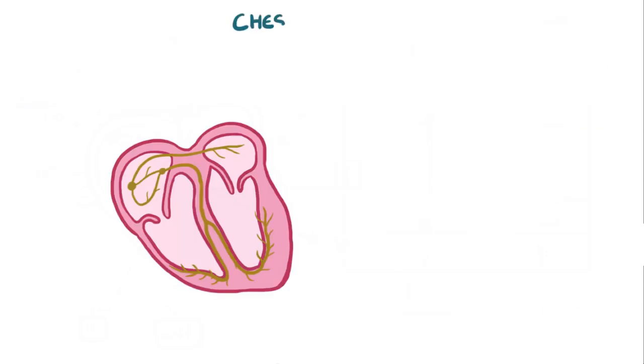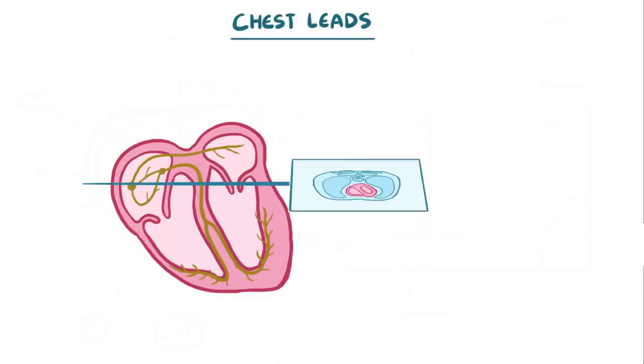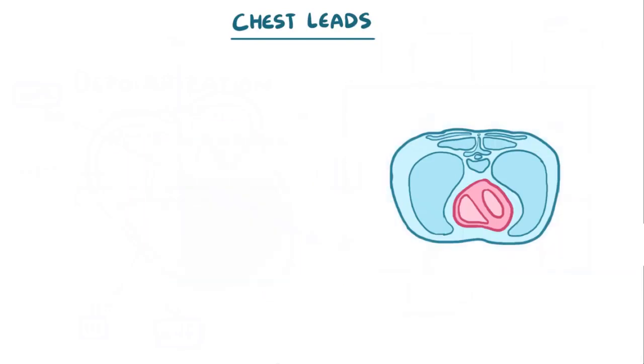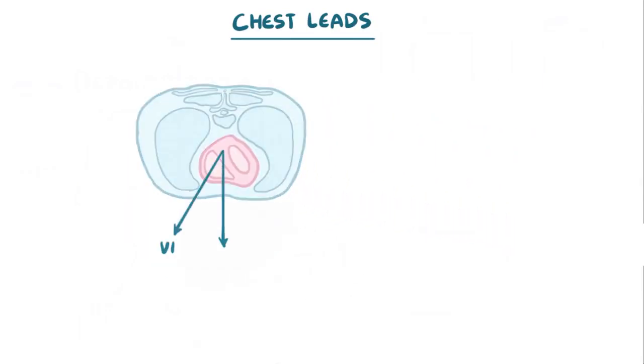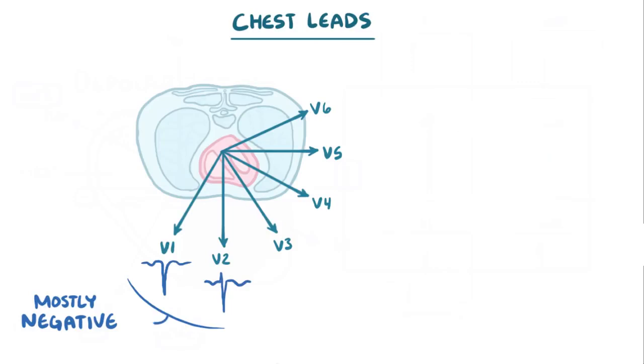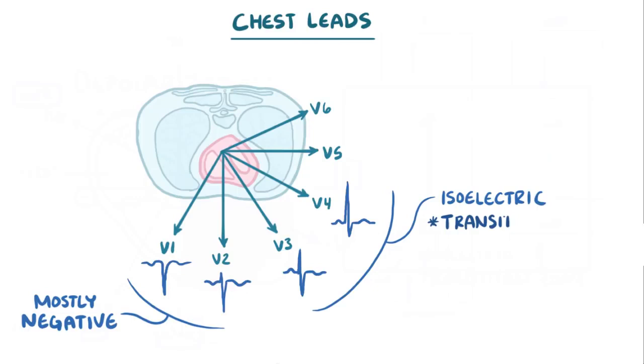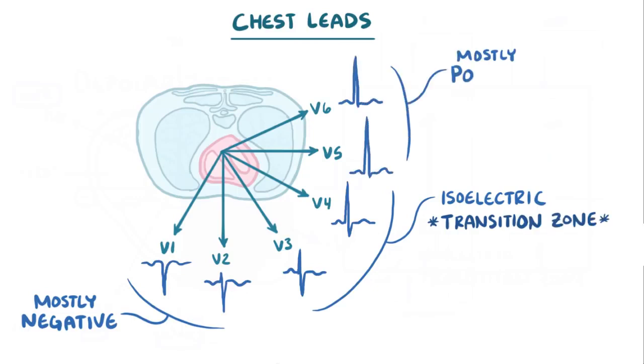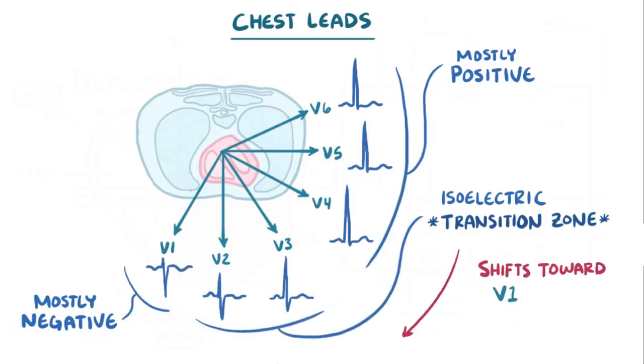Now let's switch gears and talk about the chest leads, which essentially view the heart in a different plane. Now, looking down at the heart, we have leads V1, V2, V3, V4, V5, and V6. Normally, the QRS complex is negative in leads V1 and V2. It's isoelectric in leads V3 and V4, which is called the transition zone, and positive in leads V5 and V6. If that transition zone shifts toward V1 or V2, then it suggests that the heart might be rotated to the person's right, which can happen if the right ventricle is hypertrophied.